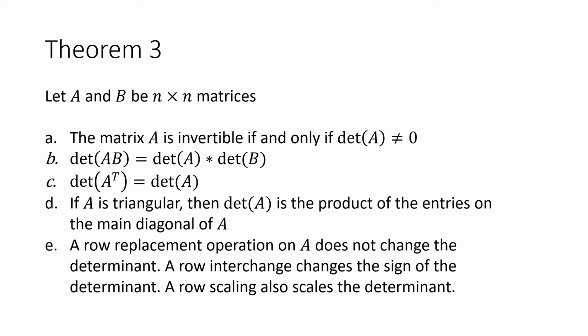We've seen that taking the transpose doesn't change the determinant. If you have a triangular matrix, the determinant is the product of all the entries on the main diagonal. And we've also seen how the determinant is impacted by row operations. So the elementary row operations: if you do a row replacement, it doesn't change the determinant. In other words, this is where you take row 3 plus row 2 as the new row 3. That doesn't change the determinant.